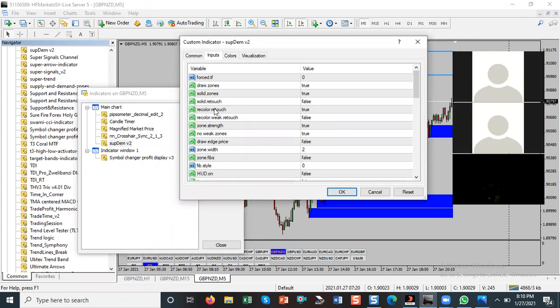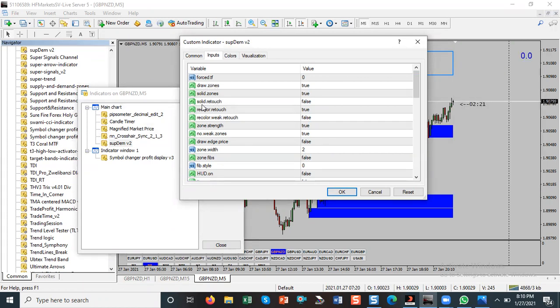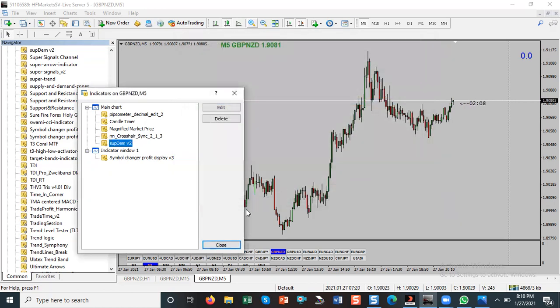There's something I don't want, that solid retouch, false. Okay, let's change this solid retouch. I don't want the retouch to be without fill. Let me change it to true and see what happens.